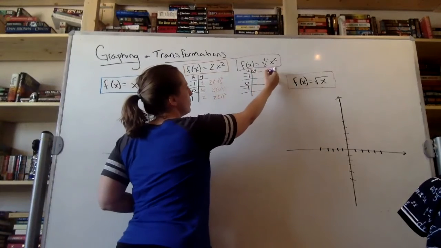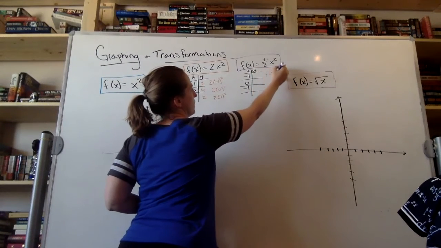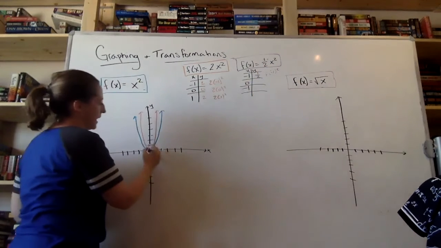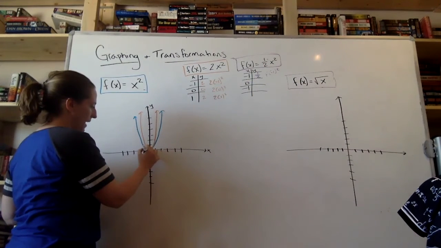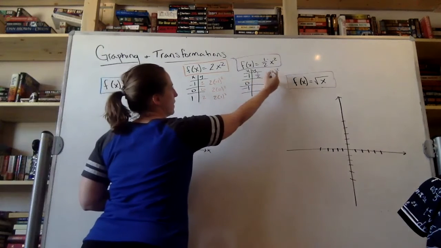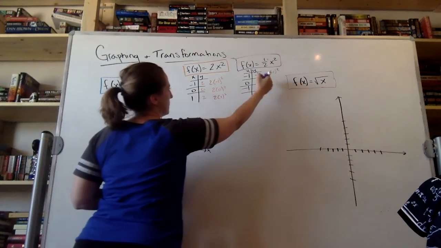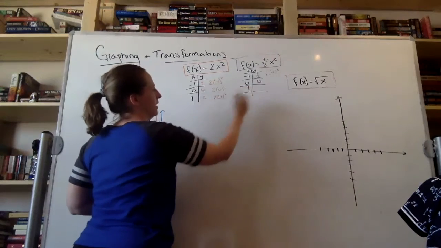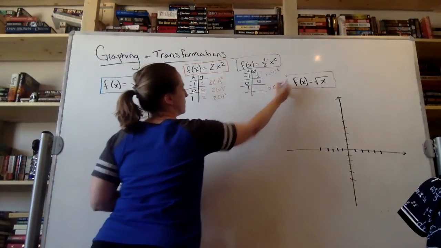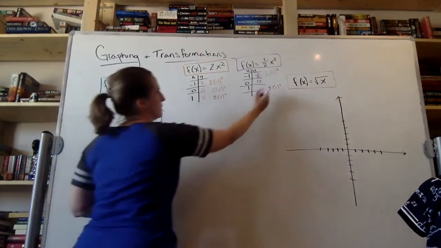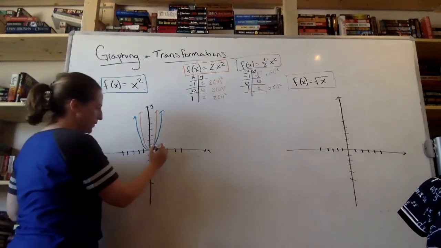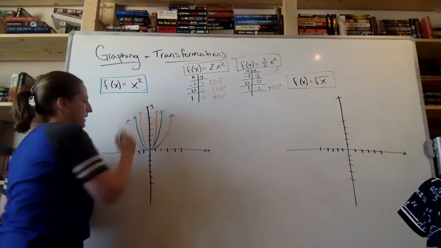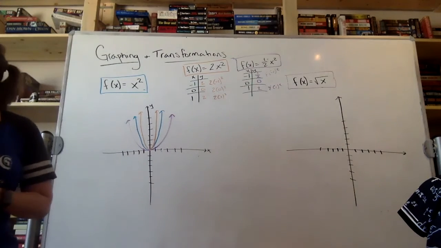So plugging in -1, I'll have 1/2 times -1 squared. -1 squared is 1, 1 times 1/2 is 1/2. So I have the point -1, 1/2. Plugging in 0, I'll get 1/2 times 0 squared, which will be 0. Plugging in -1, oops, I had -1 twice. This should be +1, huh? So I'll have 1/2 times 1 squared. 1 squared is 1, 1 times 1/2 is 1/2. So when I plot those 3 points, notice I get a parabola that's sort of wider than my original parabola.